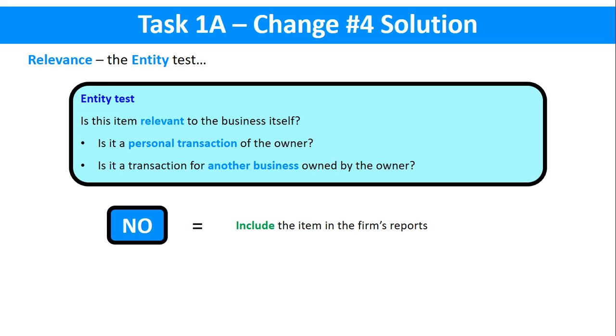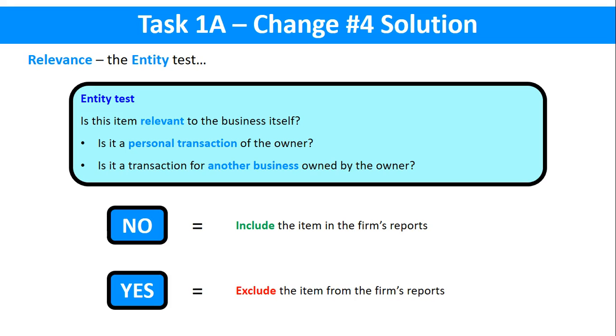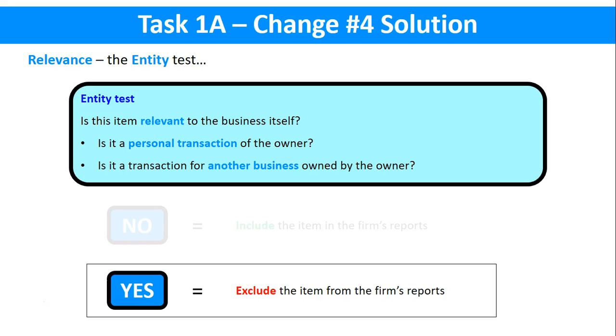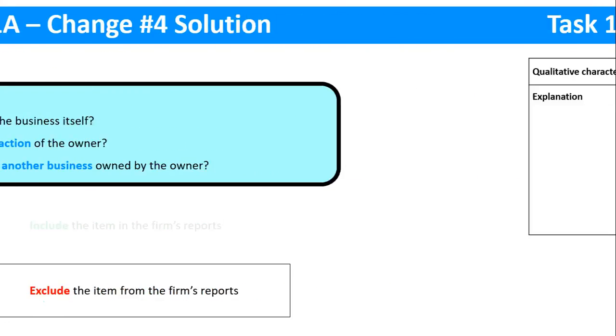If the answer to that question is no, we'd include it in the firm's reports. If the answer to either of those questions is yes, it is a personal transaction of the owner or belongs to another business, we would exclude it from the firm's financial reports. So in this case, the answer to the question, is it a personal transaction, is yes, it actually belongs to the owner of this property. So therefore, we should exclude it from the firm's reports in its balance sheet.